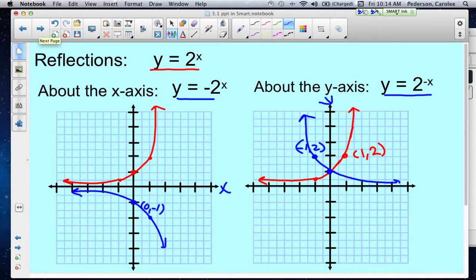It's also a decreasing function. It has the same horizontal asymptote. Critical point has stayed where it is. And that's when you have a negative in the power. And remember, if you change the base, let's say you change that base to a 3. That does change the next point, not the critical point.